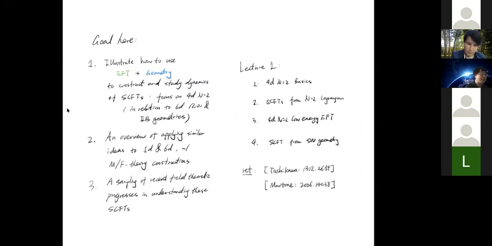The goal of these lectures is to illustrate how these two aspects of CFT, namely the effective field theory approach and construction from geometry, can be used to construct and study dynamics of superconformal field theories. To make this illustration more concrete, we'll focus on the particular case of 4d N=2, where many results are available. We'll also discuss the 4d N=2 theory in relation to the 6d (2,0) theory, which is relevant for the class S construction, and also type IIB geometry, which is relevant for the type IIB constructions of such 4d N=2 superconformal field theories.